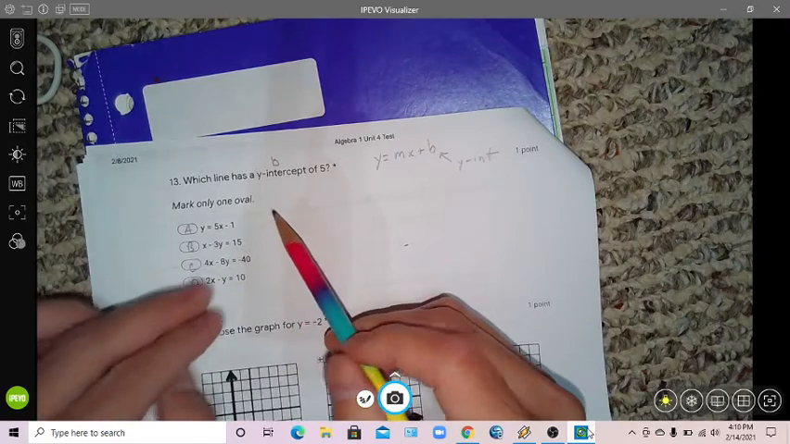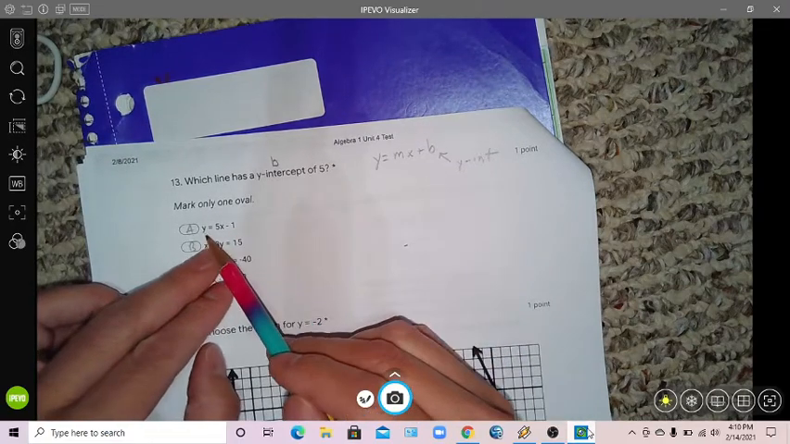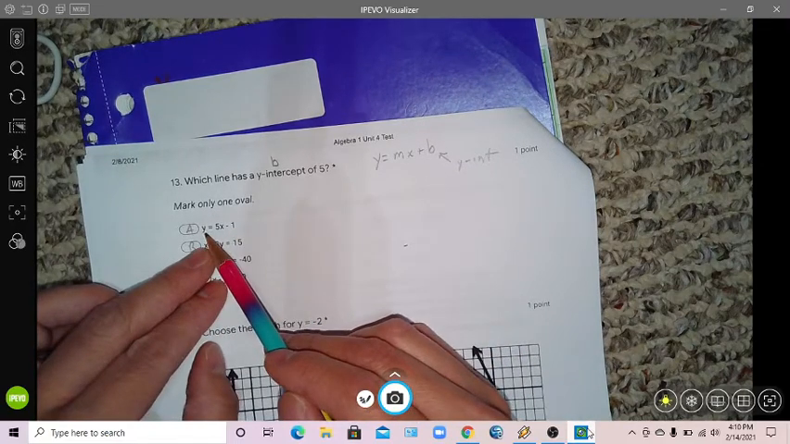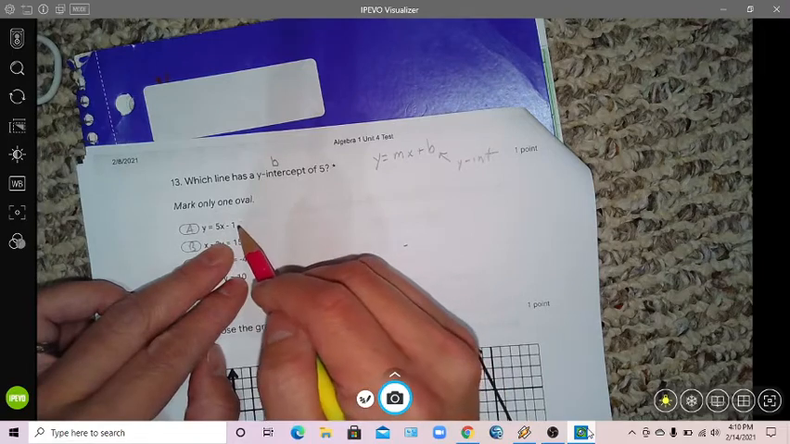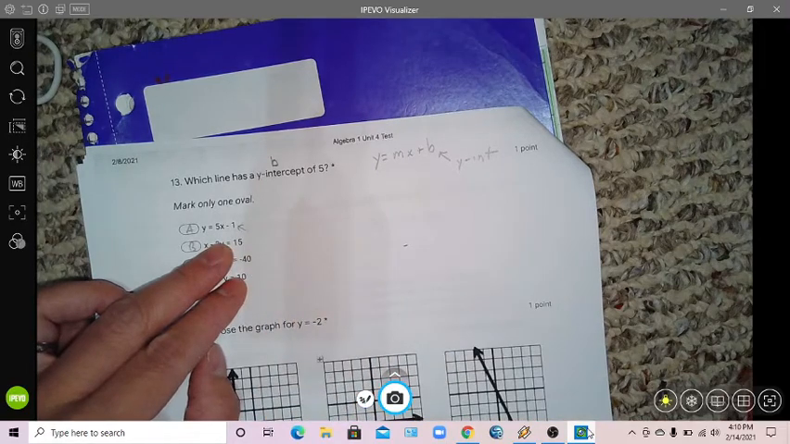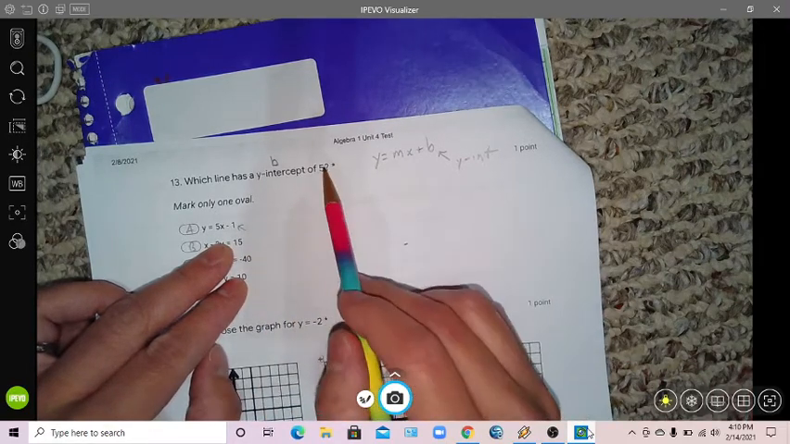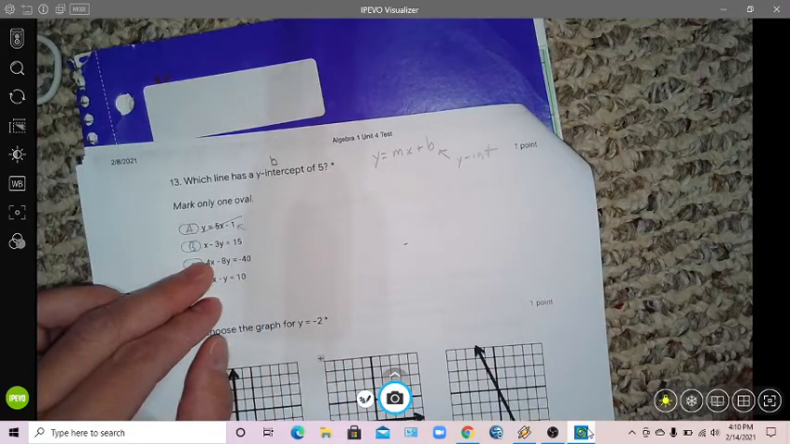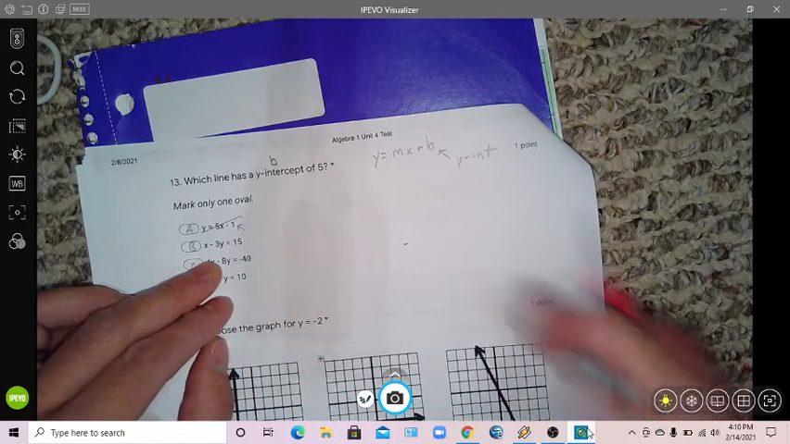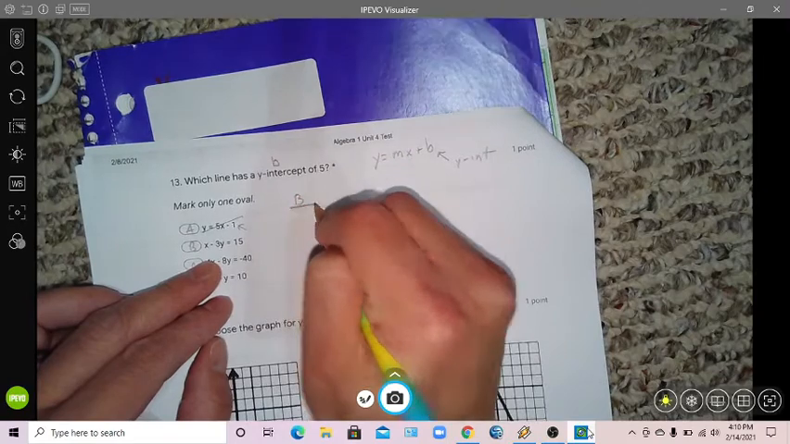Alright, for the first one, look, it's already in y-intercept form. The y is solved for. The y-intercept here is -1, right? I want a y-intercept of 5. It's obviously not that one. Okay, so let's go ahead and look at option B.